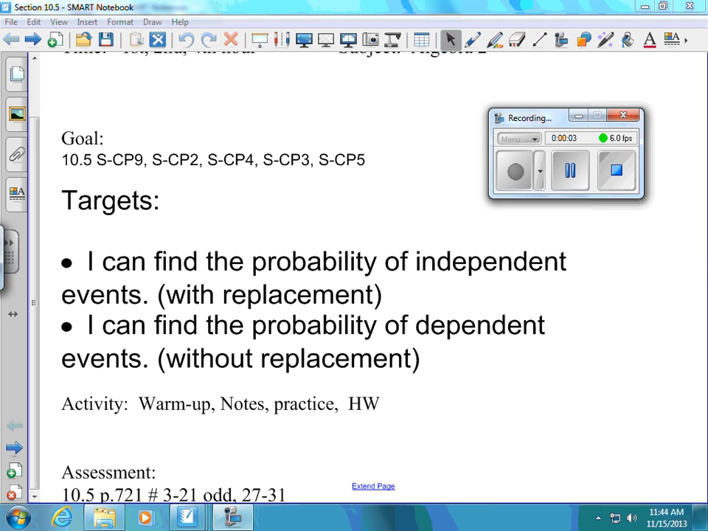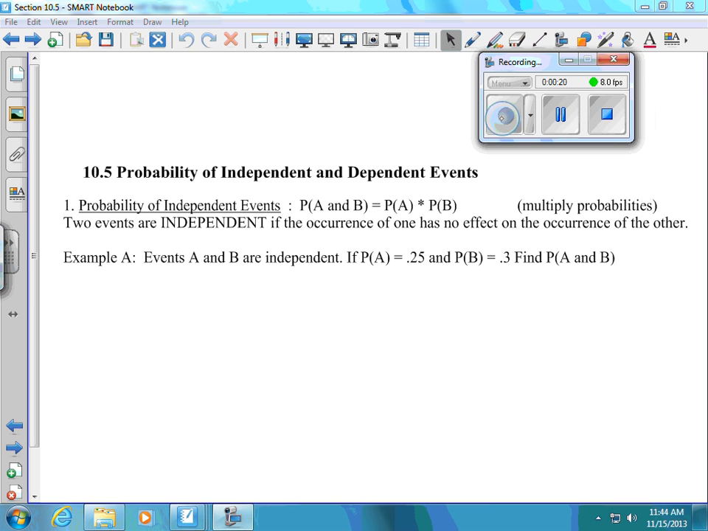Welcome back. We're going to continue in Chapter 10, our 6th unit of the year. Today's learning targets are: I can find the probability of independent events with replacement. I can find the probability of dependent events, that means without replacement. Have these in your notes for tomorrow. Probability of independent and dependent events, Section 10.5.